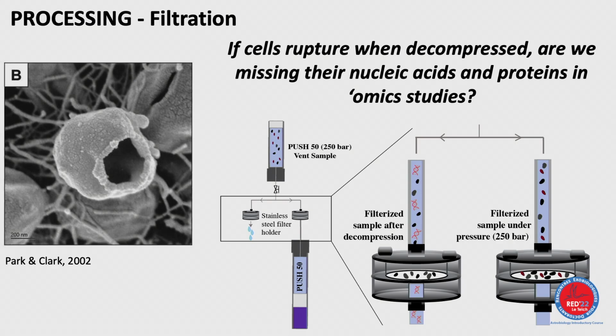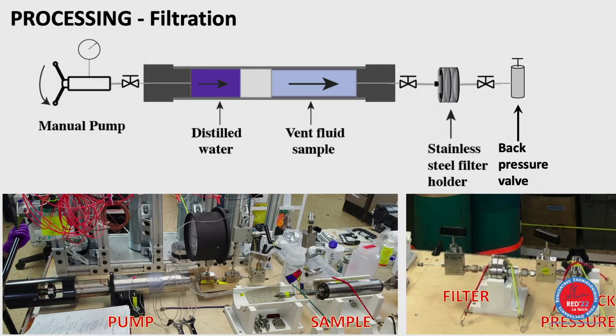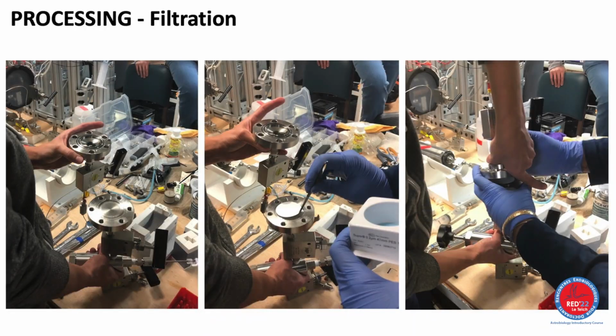So here is the setup. You have the sample under in situ pressure conditions, and the back pressure valve on the back maintains the pressure all along the line. You push the sample and it filters under high pressure conditions. You have the sample here and the filter. You put the filter in the filtration system, you close, and you can maintain the pressure.